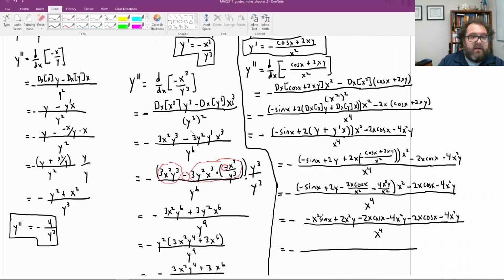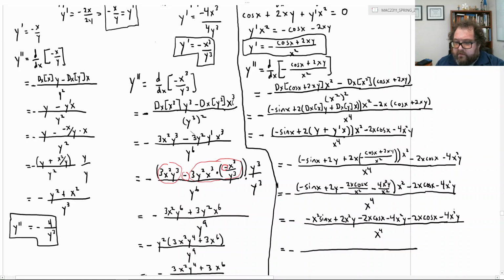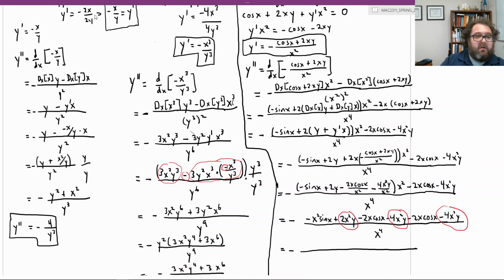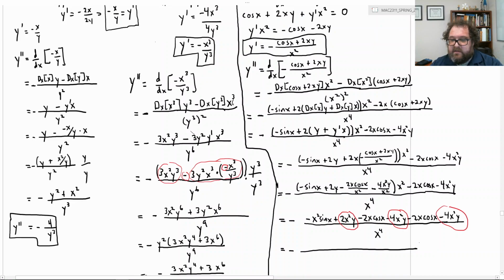Let's get another color real fast. I have negative 4x squared y, negative 4x squared y, and positive 2x squared y. So I can combine all of those since they're all versions of x squared y. What I have is negative 8 and positive 2, so that's going to be negative 6 of them. I'll go ahead and write that negative x squared sine x, since that doesn't match up with anything. But now I have negative 6x squared y.